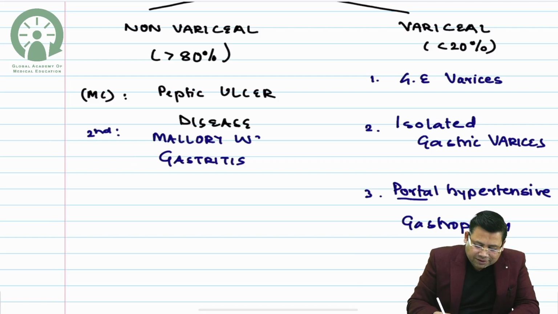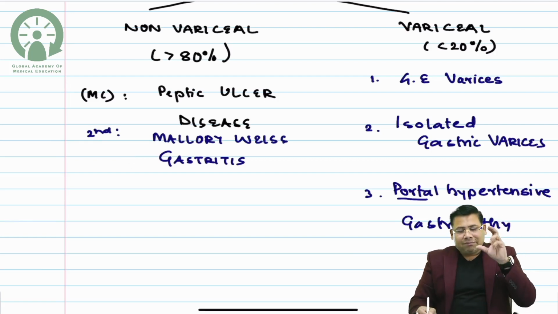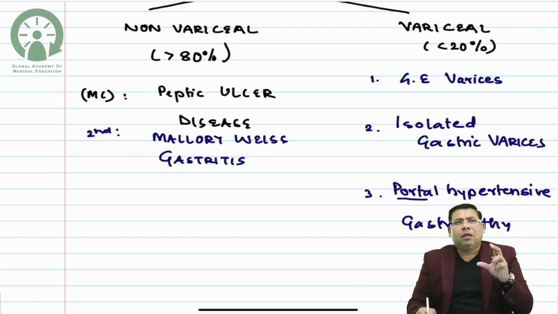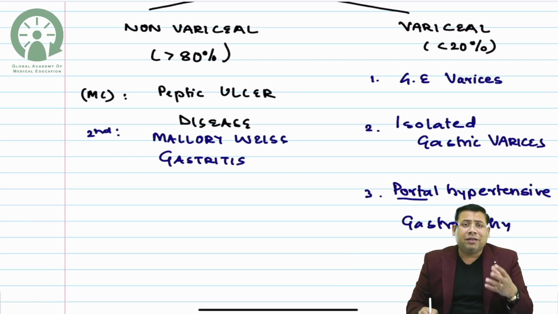Mallory-Weiss tear is a classical mucosal and submucosal laceration. It's not a complete perforation, but a tear leading to damage to occasionally a branch of the left gastric artery or vein.